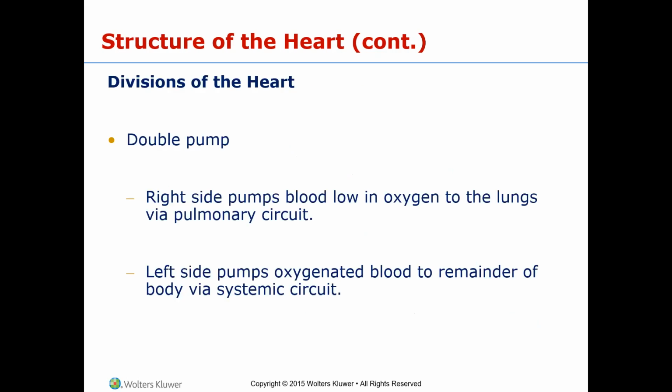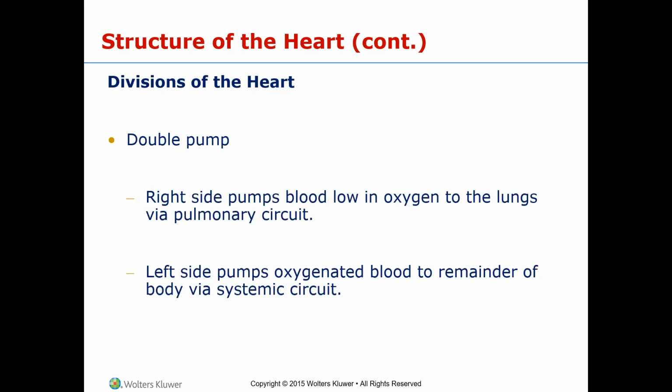So the heart is a double pump. It has its right and left sides. The right side is going to pump blood that is low in oxygen, that is returning from the systemic circuit from the whole body back to the heart, and then be pumped through the pulmonary circuit to the lungs, then go from the lungs back into the left side of the heart, and then get pumped back out to the whole body.